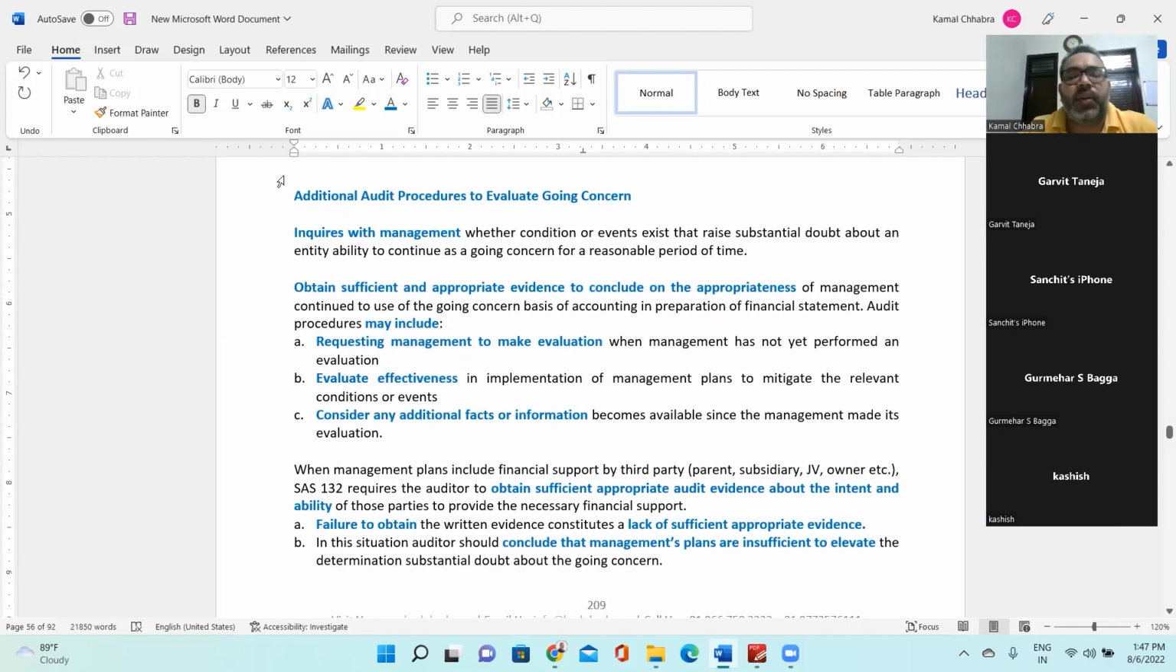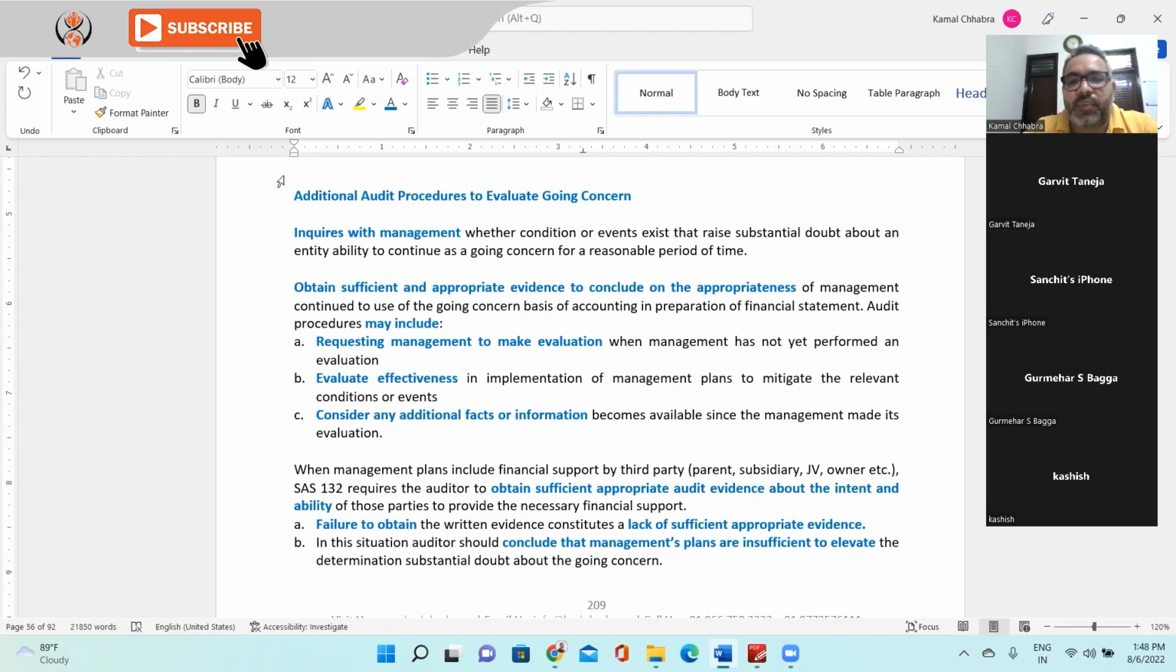Yes, sir. Additional procedures to evaluate the going concern. First is inquiry with the management whether a condition or event exists that raises substantial doubt about the entity's ability to continue as a going concern for a reasonable period of time. Second is obtaining sufficient and appropriate audit evidence to conclude on the appropriateness of management's use of the going concern assumption. What all things do you need to do? Request the management to make the evaluation when management has not yet performed any evaluation. If management has performed the evaluation, it's good.